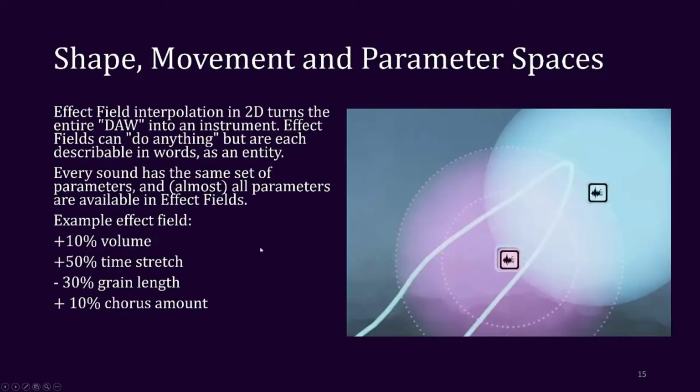So basically, you can now perform through this 2D space, not just with pitch and velocity and position, but with all of the parameters in the synth at one time. You can do these massive transformations. For example, I can have an effect field that applies 10% to volume, 50% to time stretch, minus 30% to grain length, and so on.